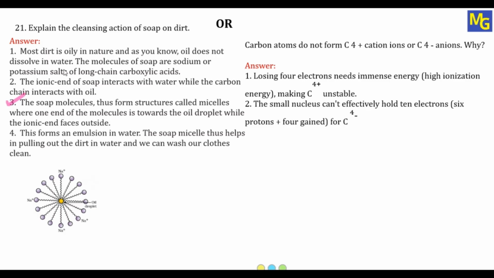So it will be easy to give the marks for your answer. Therefore, whenever you feel your answer is lengthy, try to write in points. So now we will see the answer.